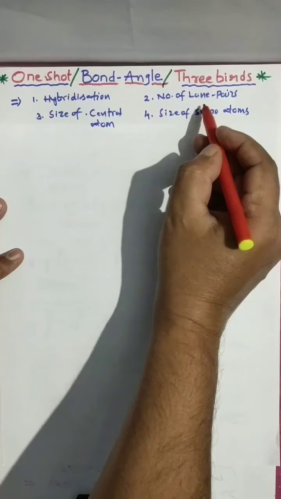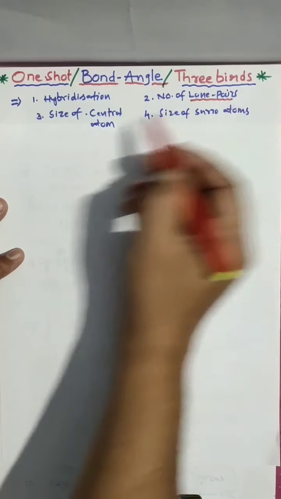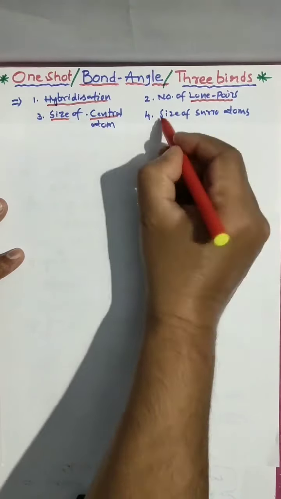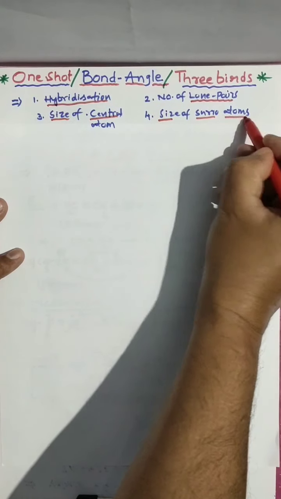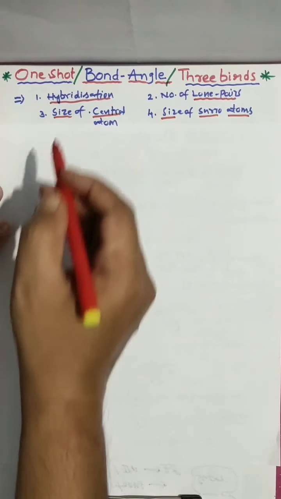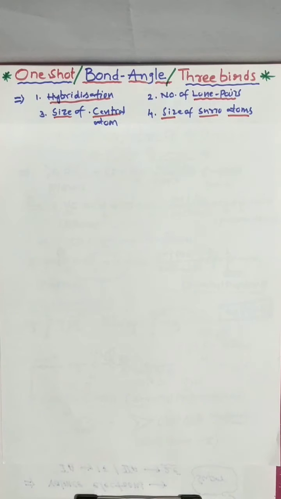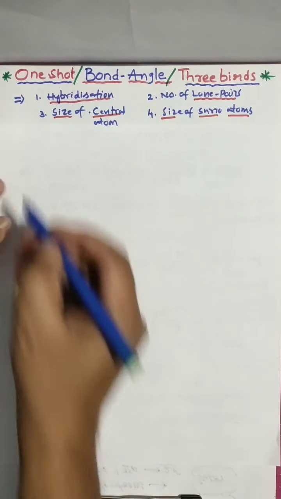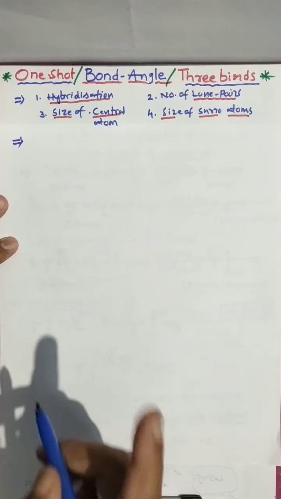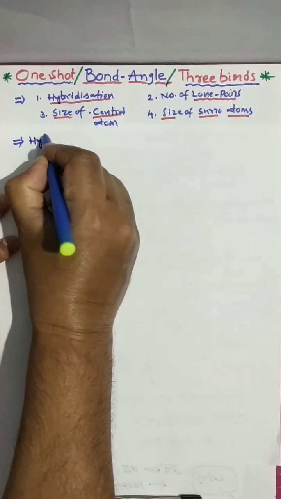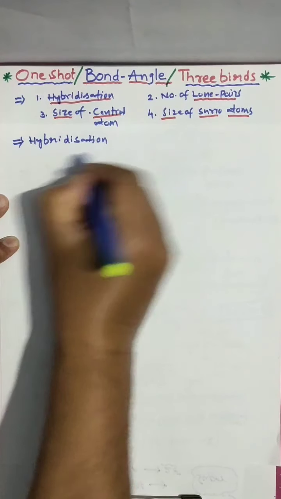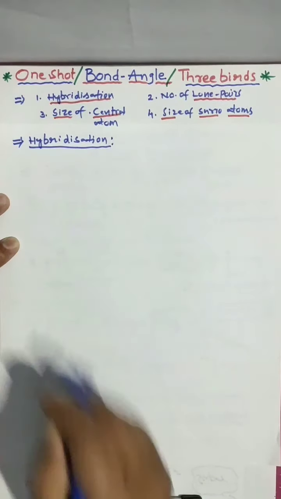Hybridization, number of lone pairs, the third one, size of central atom, and the fourth one, surrounding atoms, means atoms bonded with the central atom. With one condition, I am going to explain very clearly and tricky. First one, when a molecule is given, first you have to check hybridization. If you know hybridization, then it is easy.